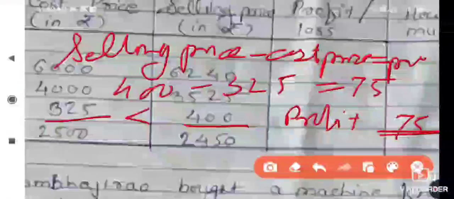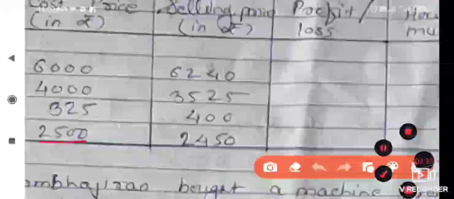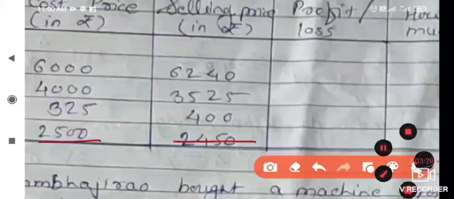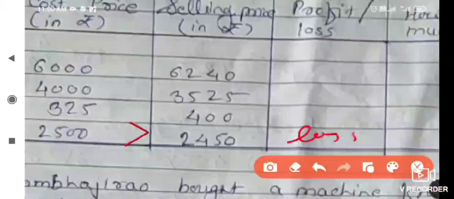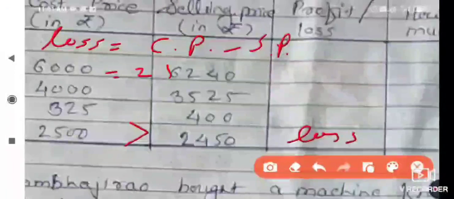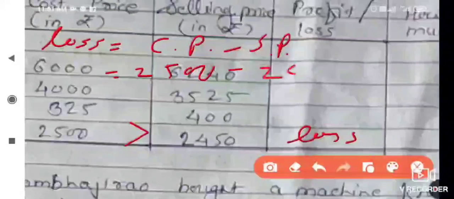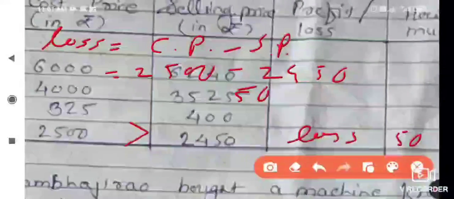In the fourth example, the cost price is 2,500 and the selling price is 2,450. Here the cost price is greater than the selling price, and therefore there is a loss. What is the formula of loss? Loss is equal to CP minus SP, cost price minus selling price, which is 2,500 minus 2,450. So there is a 50 rupees loss. In this way we have to solve the first example.